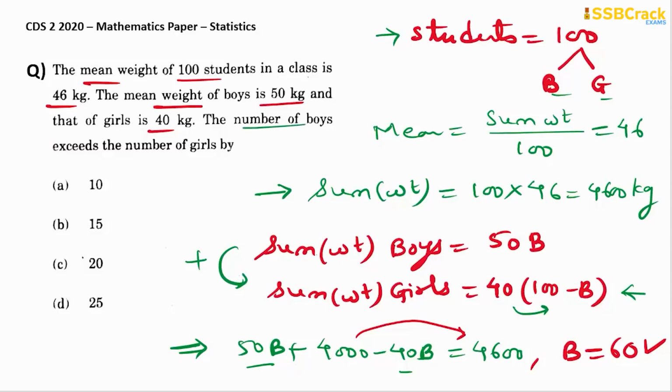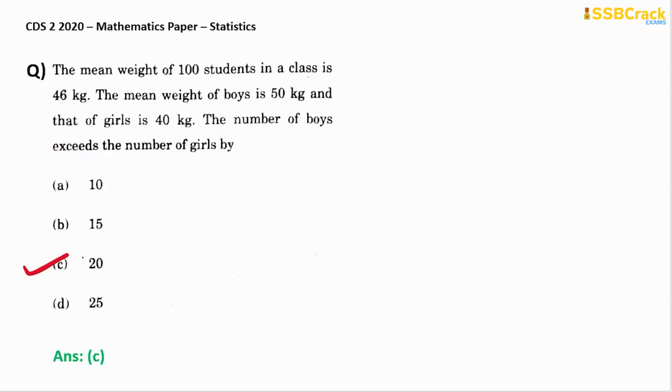Now what's the question? The question is the number of boys exceeds the number of girls by. It's a simple question. We got boys equal to 60 and girls equal to 40. So boys number 60 is written as girls plus 20. So the boys number exceeds the girls number by how much? 20. So yes, the answer has to be option C, because we obtained boys to be 60, girls to be 40, where boys can be written as girls plus 20.